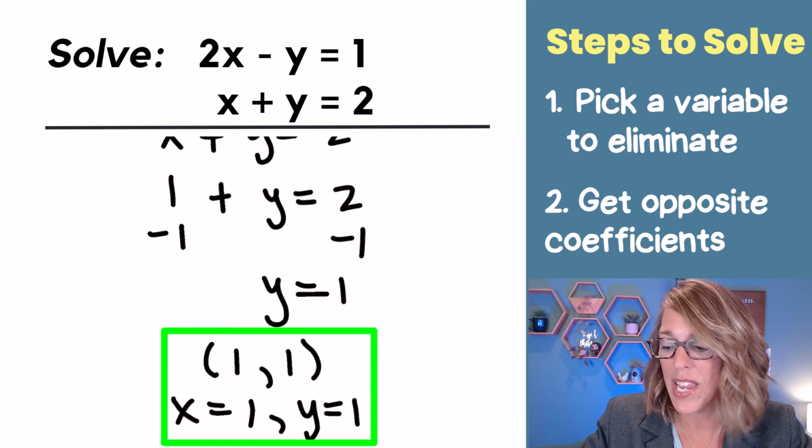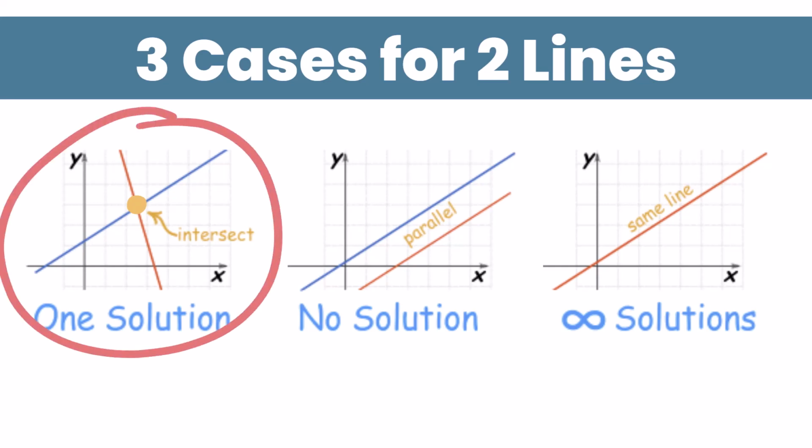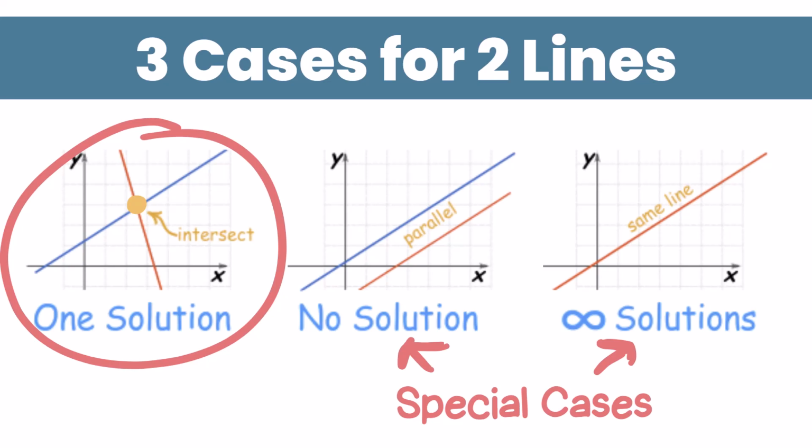Now in this example, we came up with a single solution, which means that of the 3 different possible cases we could have gotten for our solutions, we are getting this first one. My two lines cross at a single point, and that point is our solution. Now we're also going to see an example of one of these other two. These are our special cases where they're either parallel or the same line.